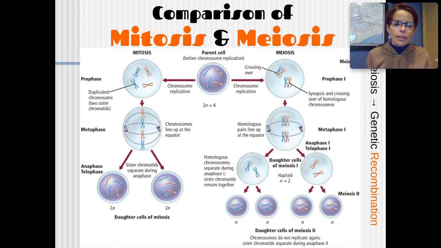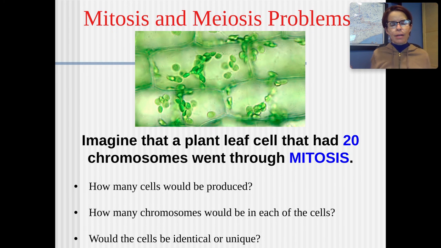But what I want you to see is that at the end of mitosis, there are just two cells and they are identical to each other. At the end of meiosis, there are four cells. They are not identical and they have half of the amount of DNA that the original cell started with. Okay, so that's a comparison of mitosis and meiosis.